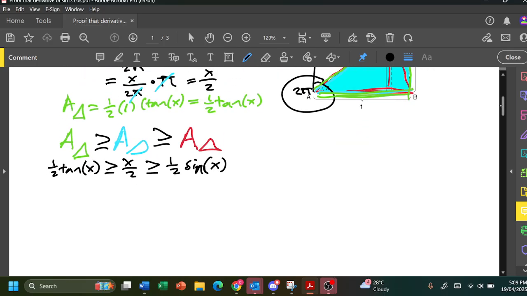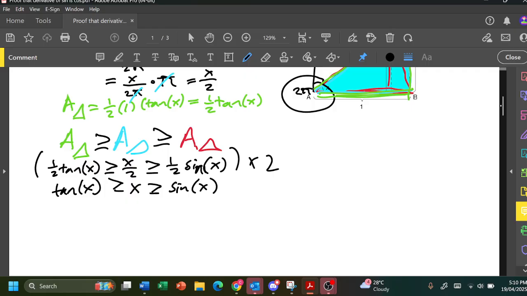We can then neaten this up a little bit. First up, we can see that in each of those, every side of that inequality has a divided by 2, so we can just multiply everything there by 2. That's going to give us tan x is greater than or equal to x, which is greater than or equal to sine x. That neatens things up a little bit.